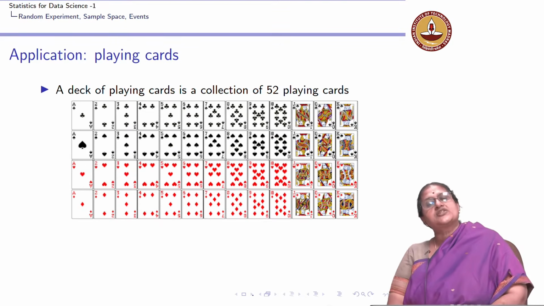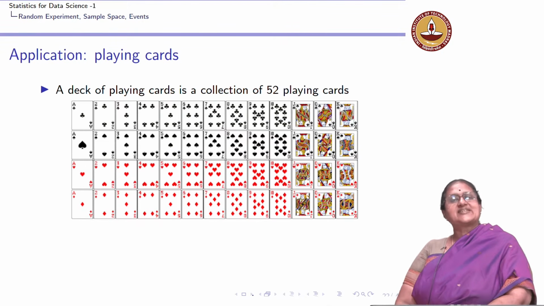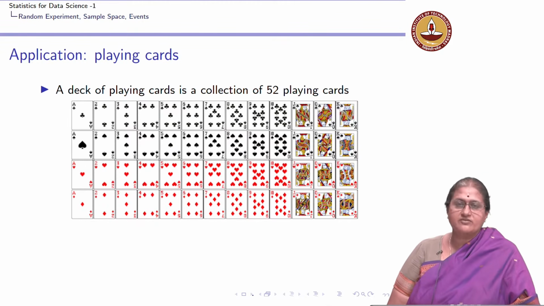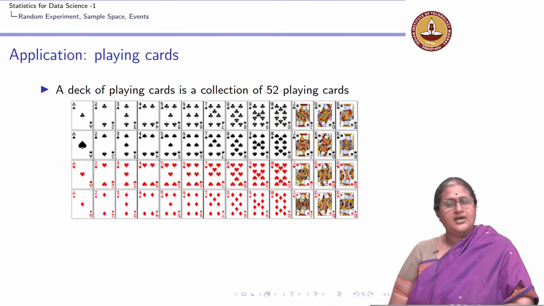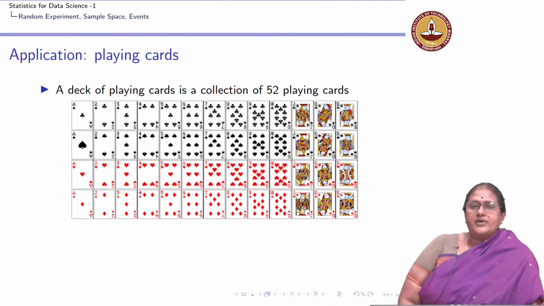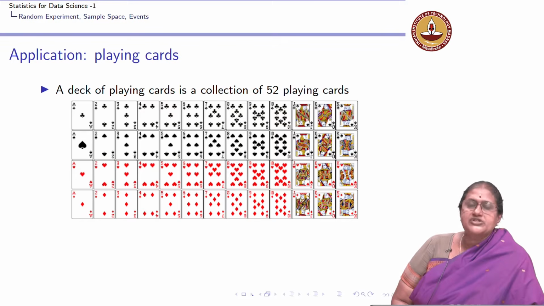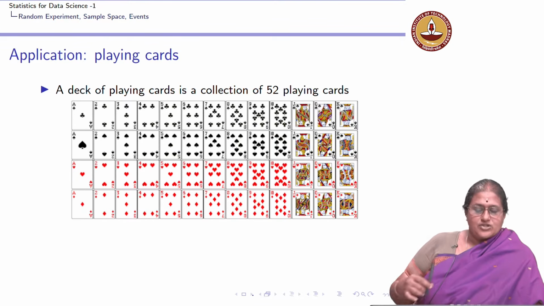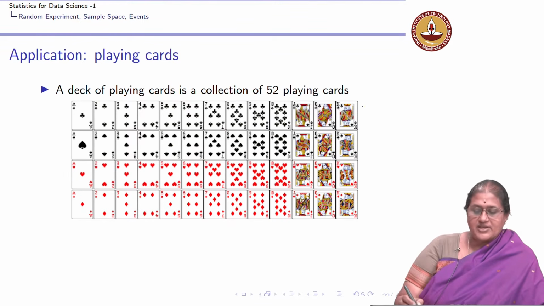Let's apply the concepts we have learned so far to one example or application: decks of playing cards. Recall in the permutation and combination module, we introduced what we mean by a deck or a playing card deck. A deck of playing cards is a collection of 52 playing cards.